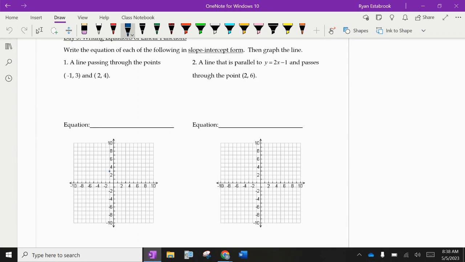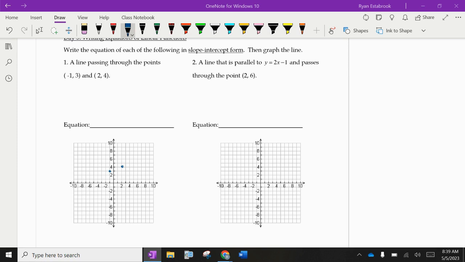-1, 3, there's a point. 2, 4, there's a point. And with 2 points, I can graph the line. Usually I want more than 2 points just so I can feel like my line isn't too swervy or anything. So I'm going to hold off on graphing this, but I know it's going to look something kind of like this. Right? It's going to go through those 2 points. But let's actually find the equation so we can be maybe a little more precise with that.